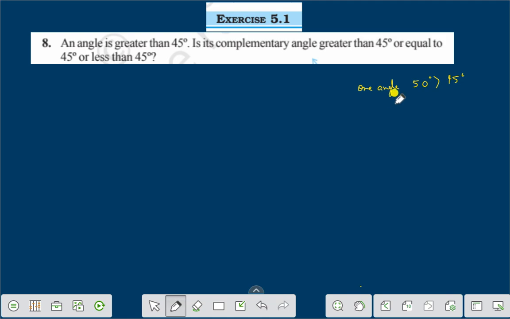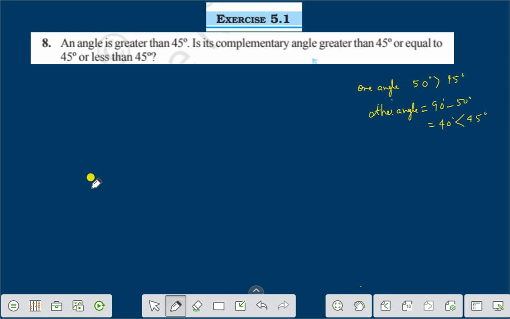Therefore, to make it a complementary angle, the other angle will be 90 minus 50, that is 90 degrees minus 50 degrees, that is 40 degrees. That means it is less than 45 degrees. We have taken an example. Now we will solve this question.